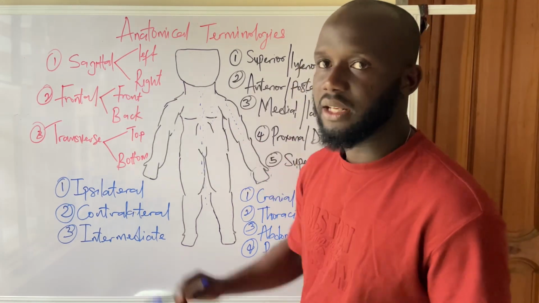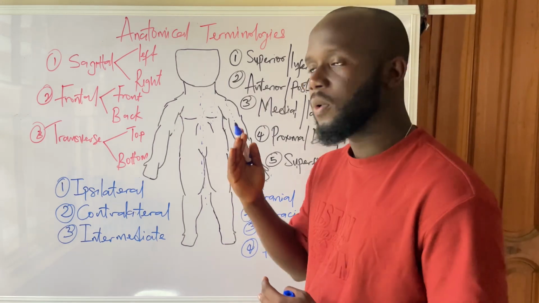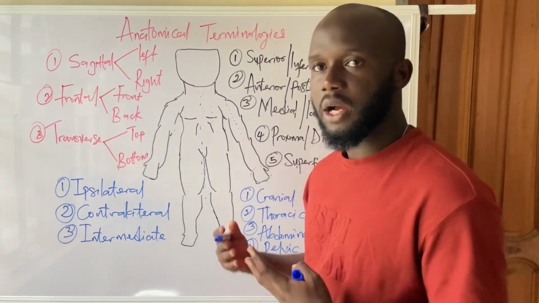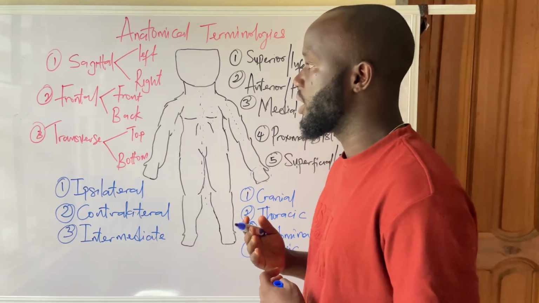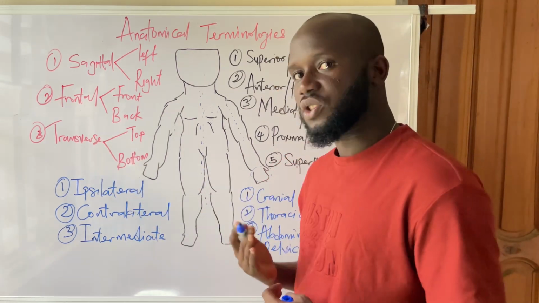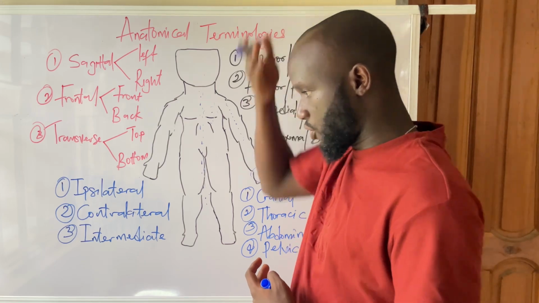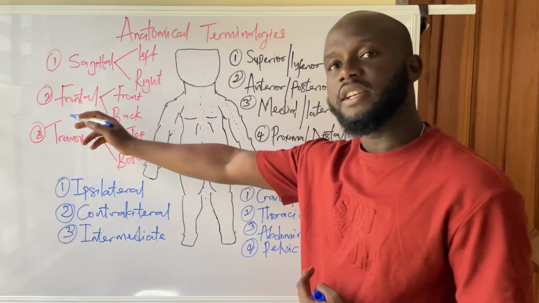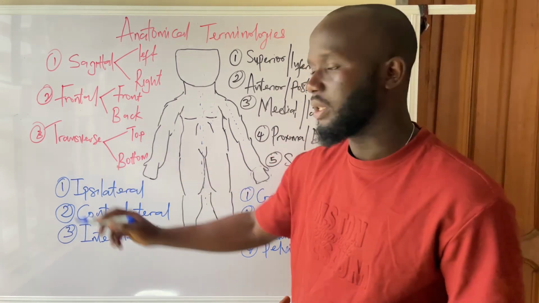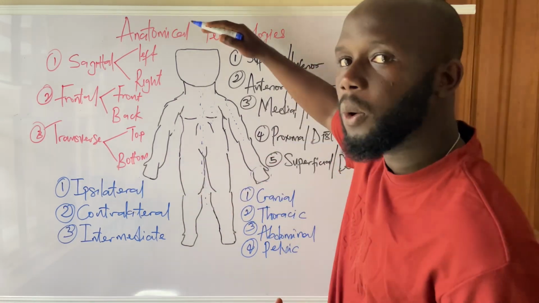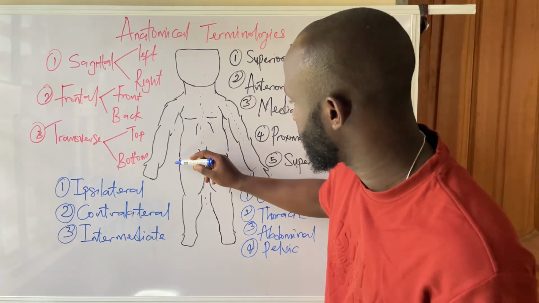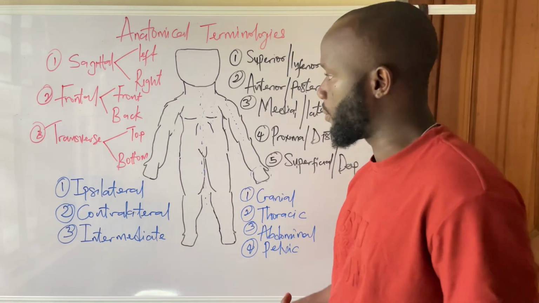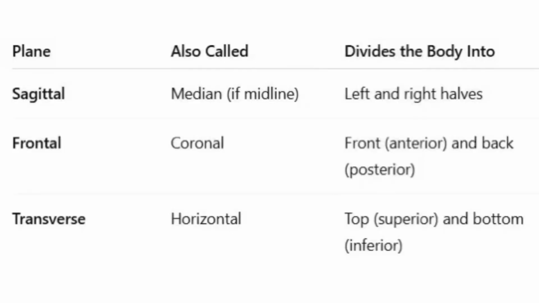So the line dividing the body into right and left is called the sagittal line. Then we have the frontal line. The frontal line divides the body into front and back. So you can say the frontal plane divides the body into anterior and posterior. So that means if a line cuts across this direction, dividing the body into front and back, it is called the frontal plane. So we have the transverse plane that divides the body into top and bottom. So we have a line dividing the body into the top and bottom. It is called the transverse plane.